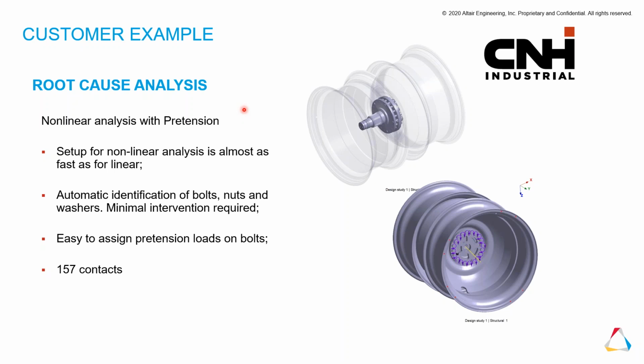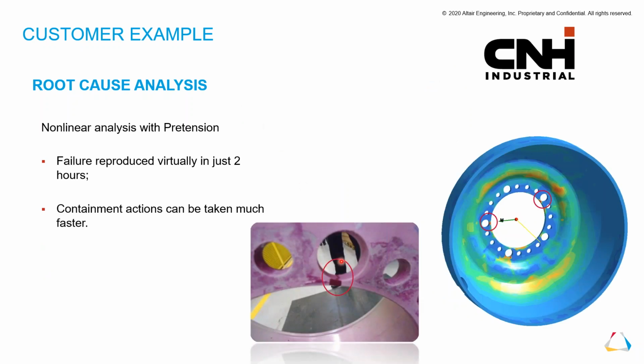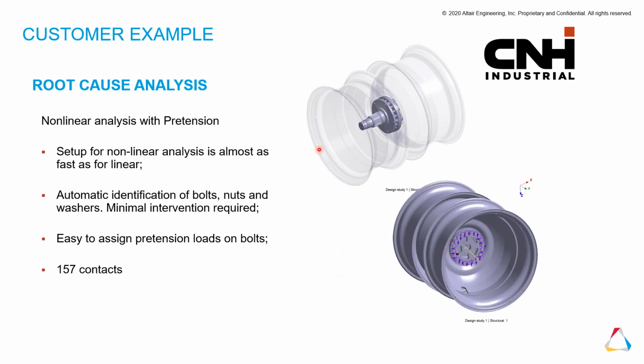Now here is another example from CNH Industrial. They are trying to find the root cause of this problem here. When they did testing, they realized that they found some cracks here. So they tried to use SimSolid to find out if we can predict the location. It's a non-linear analysis, and there are some bolt pretensions as well. There are about 157 contacts for this entire wheel assembly here.